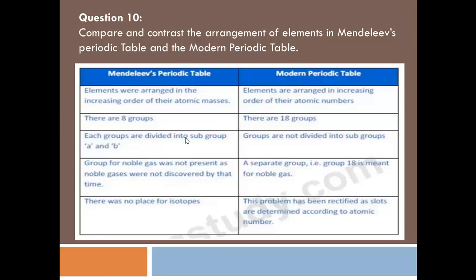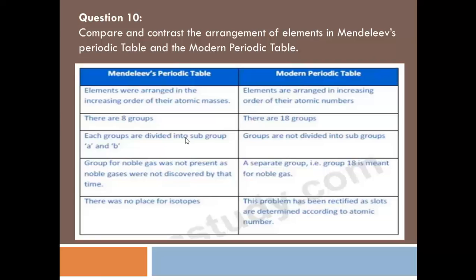In Mendeleev's periodic table there are only 8 groups, but 18 groups are there in the modern periodic table. Then you can see in Mendeleev's periodic table each group is divided into A and B subgroups. Here no subgroups are there in the modern periodic table. A group for noble gases was not present as noble gases were not discovered by that time. In the modern periodic table, you can see a separate group, that is group number 18, only for noble gases.